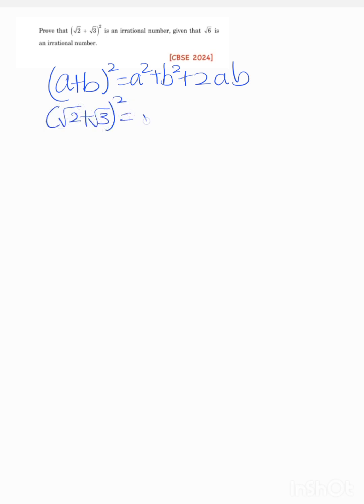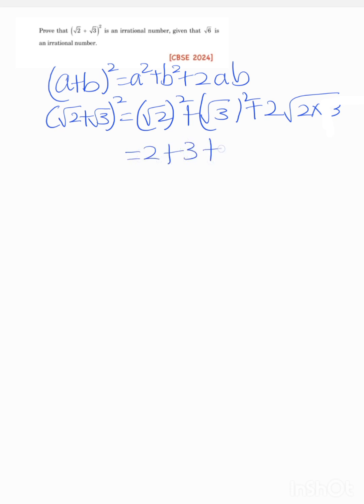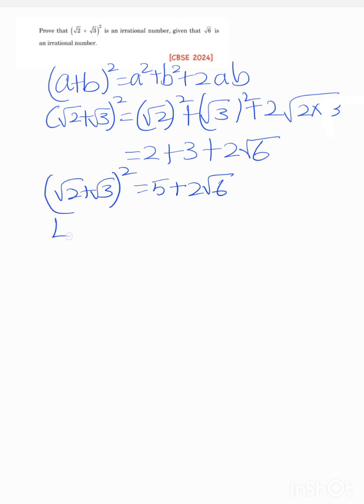So a is root 2 and b is root 3. Root 2 square plus root 3 square plus 2 root 2 into root 3, so you can write it under one root. Next, root 2 square is 2, root 3 square is 3, plus 2 into root 6. 2 plus 3 is 5, so we get 5 plus 2 root 6. So instead of proving (root 2 plus root 3) the whole square, you can prove that 5 plus 2 root 6 is an irrational number.